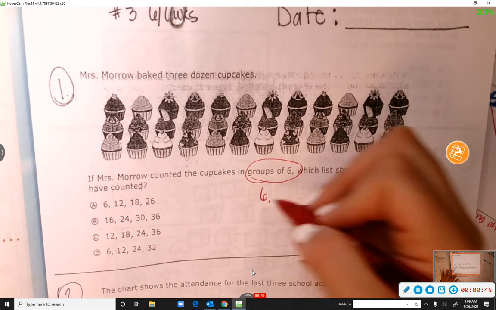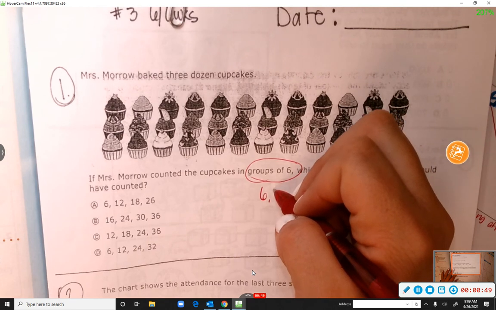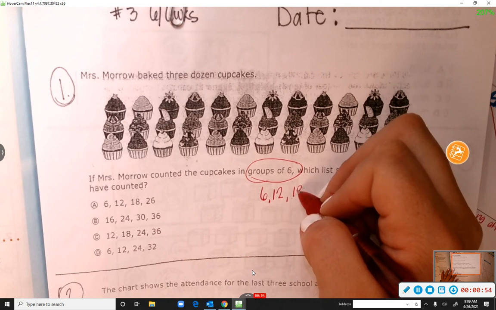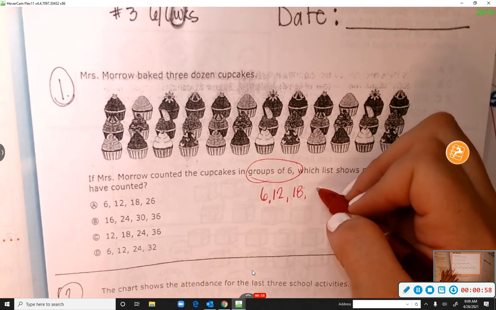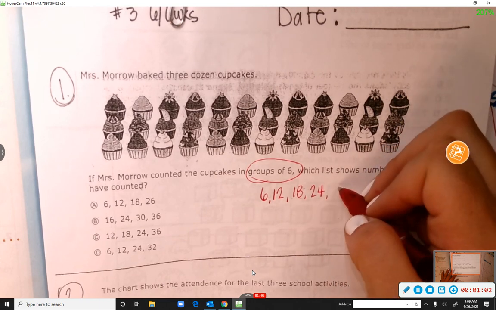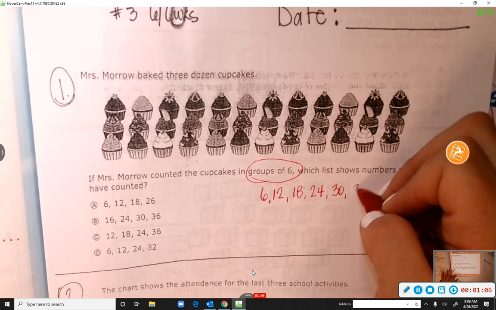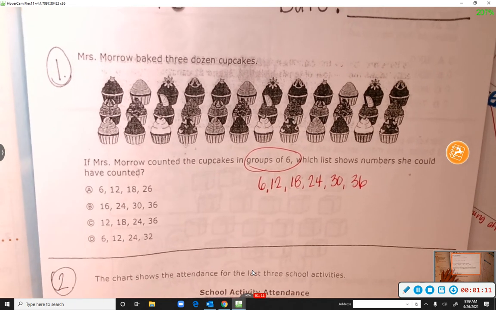So 6 times 1, what's 6 times 2? 12. 6 times 3? 18. So these are multiples of 6. Okay? 6 times 4? 24. 6 times 5? 30. 6 times 6? 36. Okay, and I'm going to stop there. So now I'm going to go and look at my answer choices.